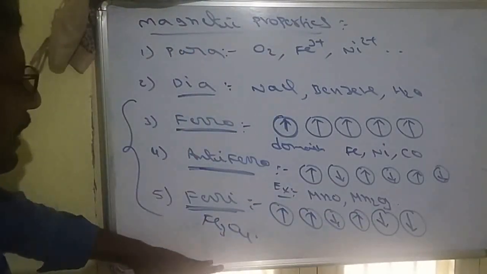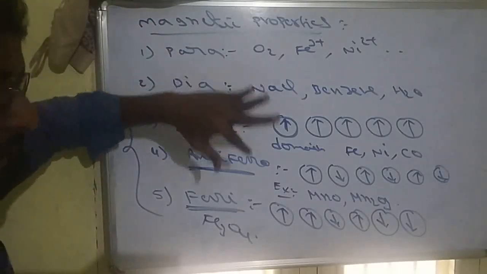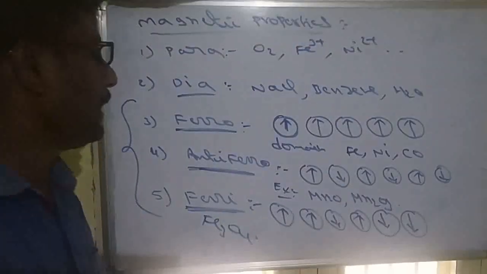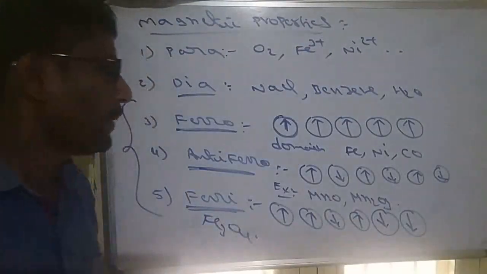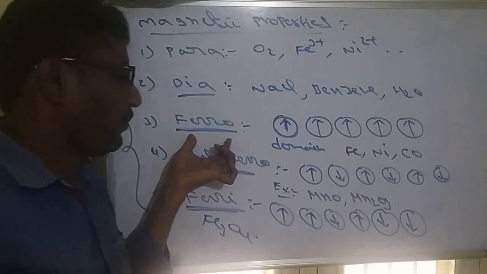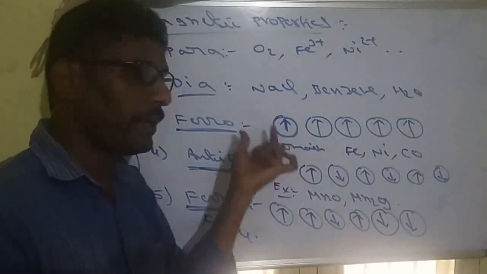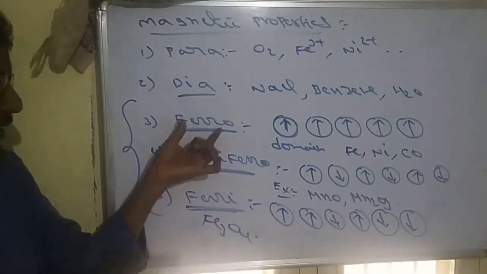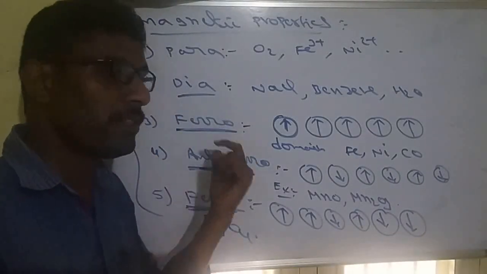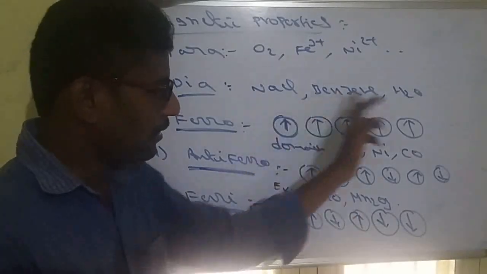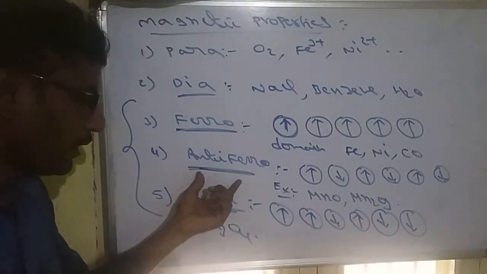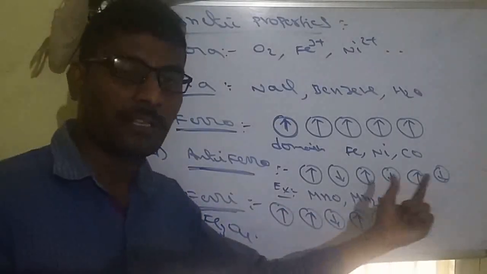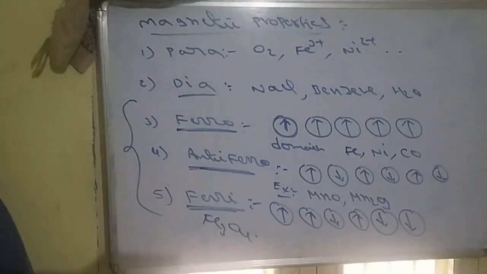There are 5 types of magnetic behavior: para, dia, ferro, antiferro, ferri. Para is due to presence of unpaired electron. Dia is due to presence of paired electron. Ferro is due to arrangement of domains in the same direction of magnetic field. It is a permanent magnet because even in the absence of magnetic field, the order is same. Antiferro, alternate arrangement of domains. Ferri, irregular arrangement of domains. So these are the magnetic properties.